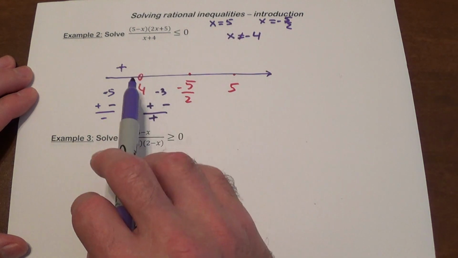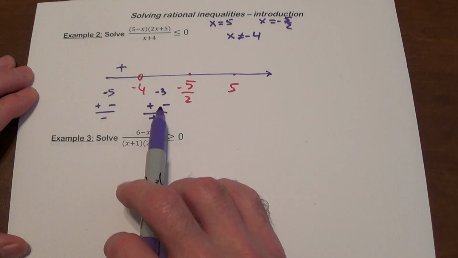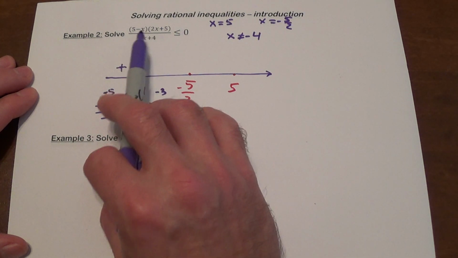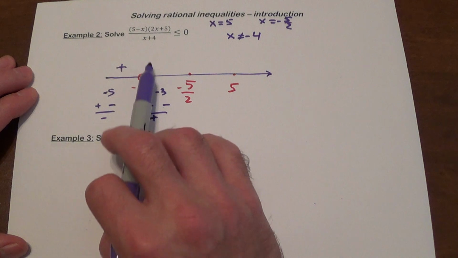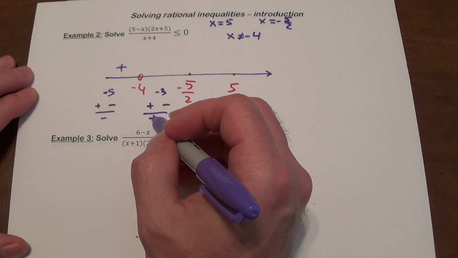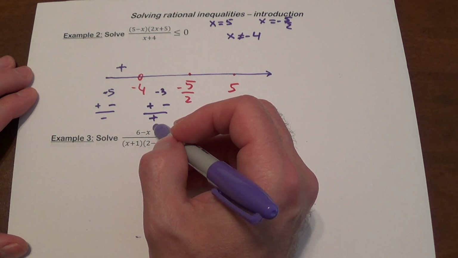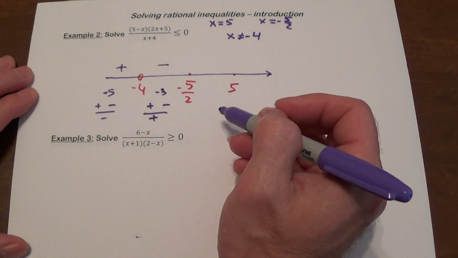Let me see again. So 5 plus negative 3, that's positive. 2 times negative 3 is negative 6 plus 5 is negative. And on the bottom we have negative 3 plus 4, that's positive. Oh, that is negative. Everything's correct.